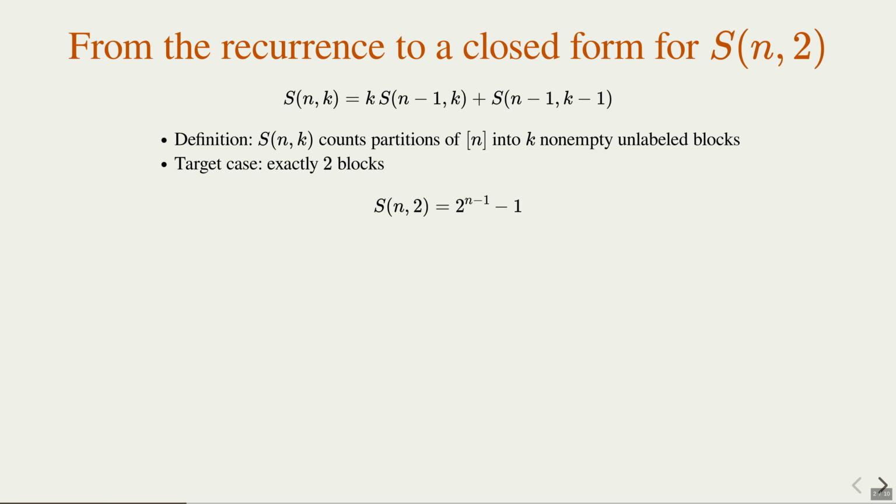This is the claim we are proving. The number of 2-block partitions is 2 to the n minus 1 power minus 1. So we are not using the recurrence to solve it, we are going to count it directly? Exactly. Then we will circle back and check the recurrence as a consistency test.